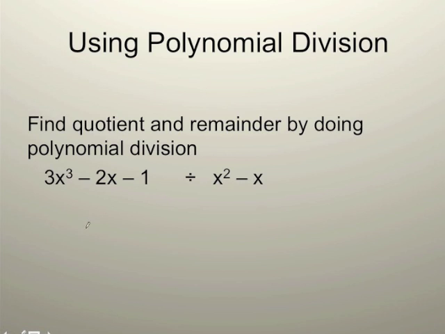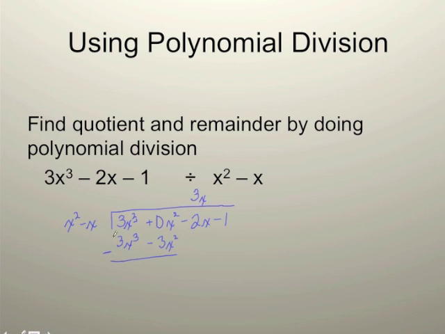We're dividing by x squared minus x. Since the last term would be plus 0, we don't have to add that. 3x cubed. We seem to be missing an x squared term, so we'll put in a 0x squared minus 2x minus 1. So what do we take times x squared to get 3x cubed? That would be a 3x. So 3x times x squared will be 3x cubed minus 3x squared.